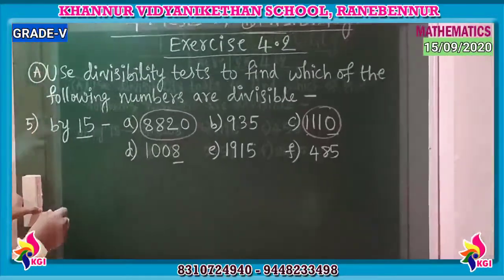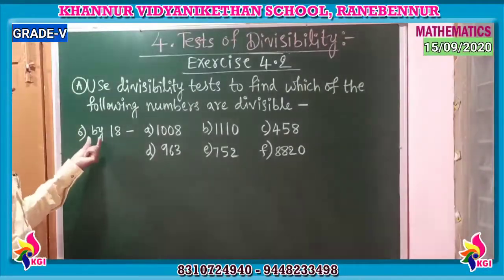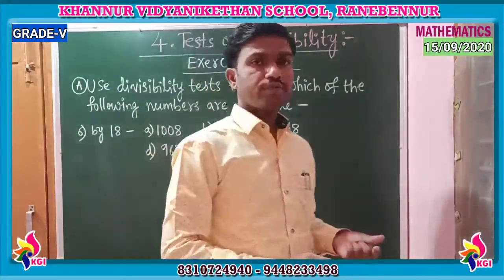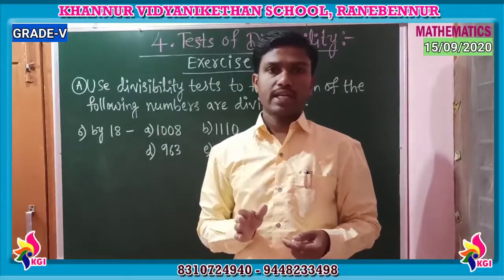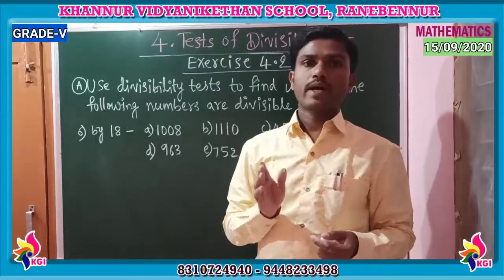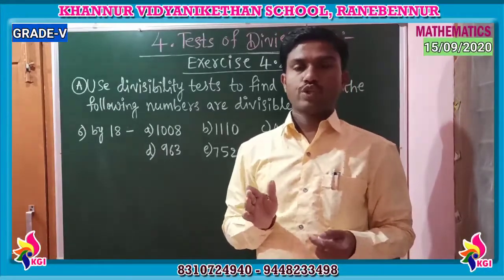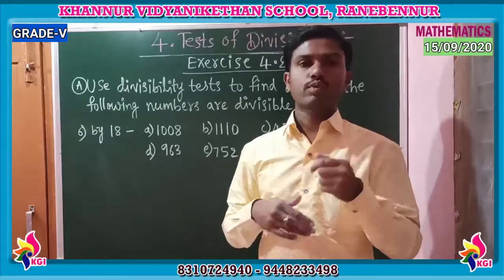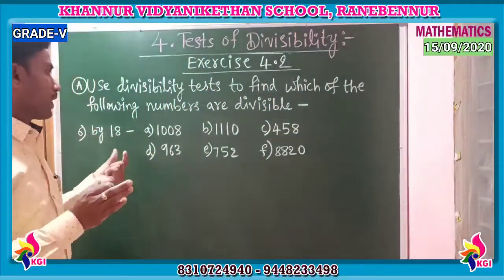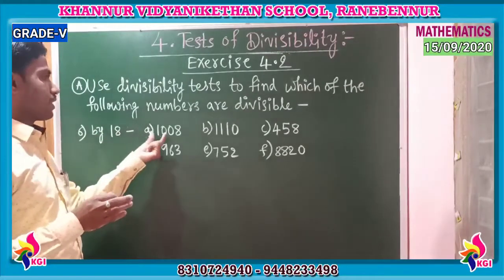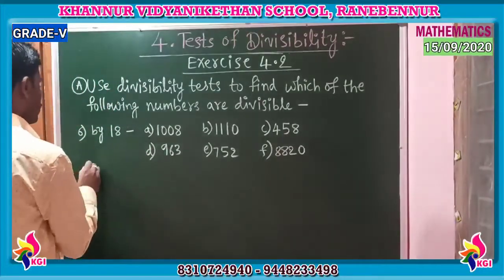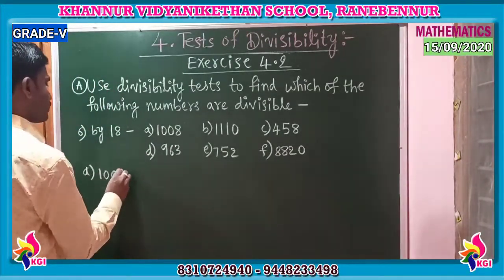Okay. The next one is the last question in the A main, divisibility by 18. You know that if the given number is divisible by 18, it means the given number is divisible by both 9 and 2. We know the divisibility rules for 9 and for 2. With the help of these rules we can check whether these numbers are divisible by 18 or not. The first question, A, is 1008.